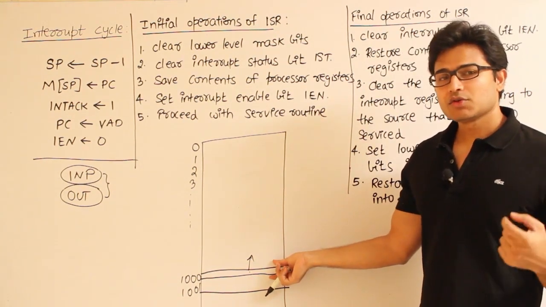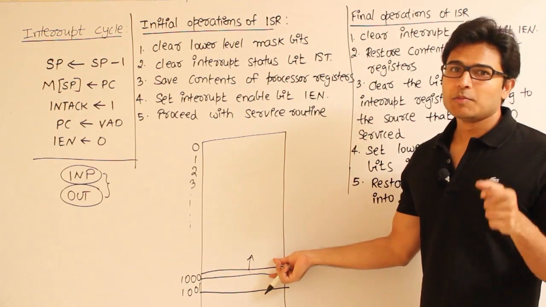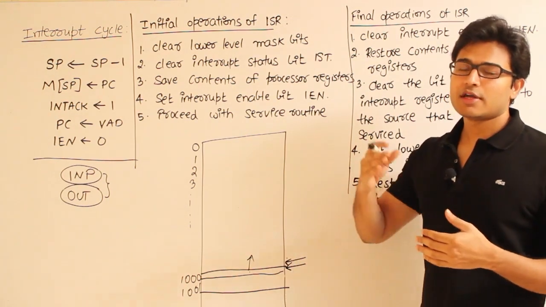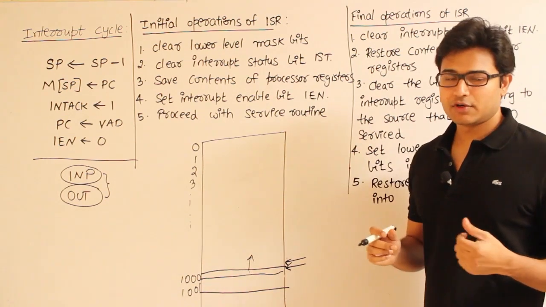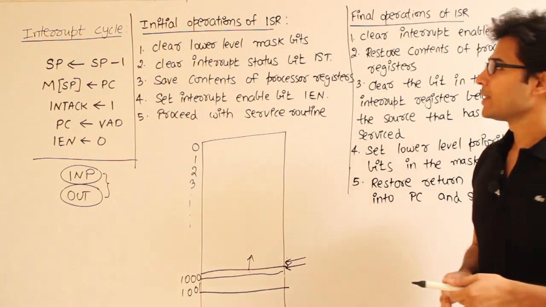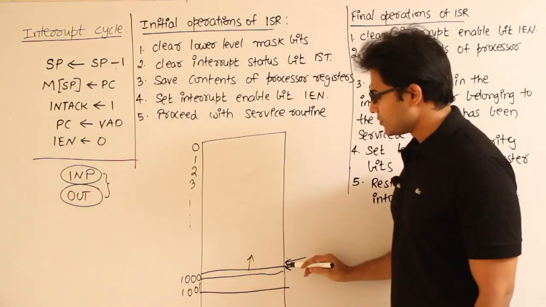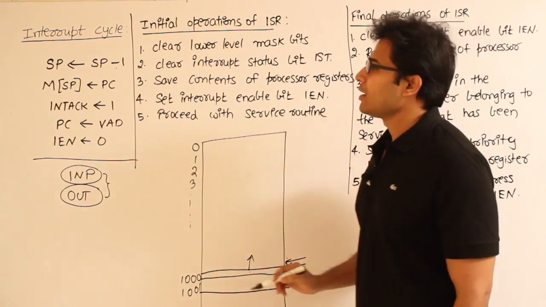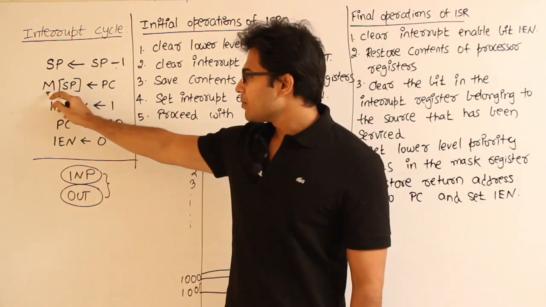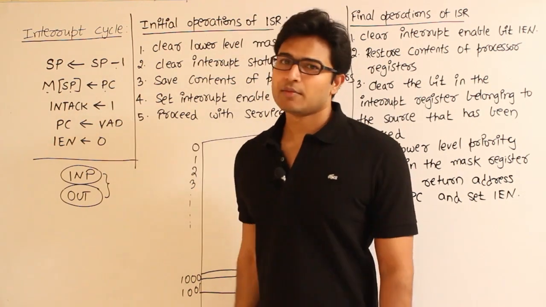If you are trying to store the return address at a fixed location, you will not be able to implement recursive calls or a function calling the other function. That is why most computers go with the stack. See this, now the stack pointer is decremented, which means from here we will be pointing here, and into the memory which is pointed by the stack pointer we are loading the program counter.